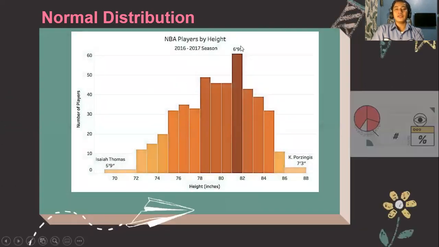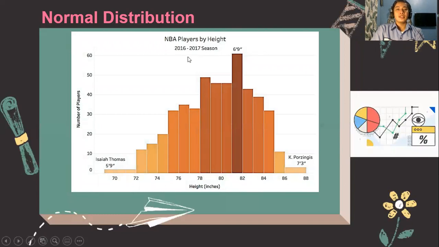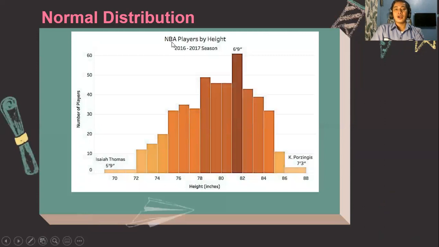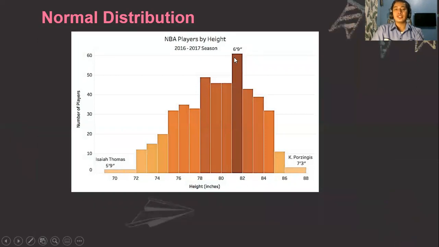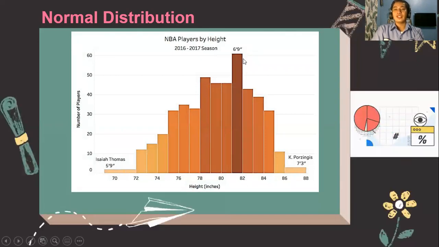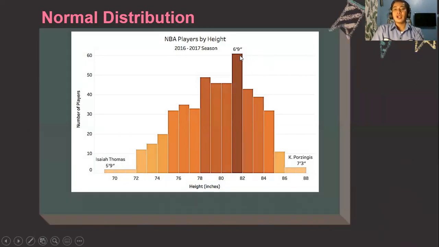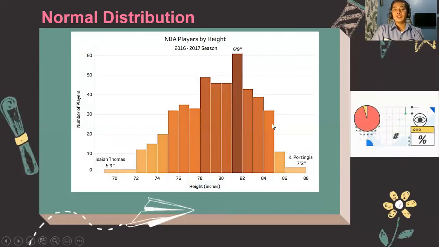Look at the height of NBA players. As shown here, there are NBA players whose height is 6'9", so that's 6 feet and 9 inches. So notice that NBA players are concentrated with taller heights. So this is not normally distributed.